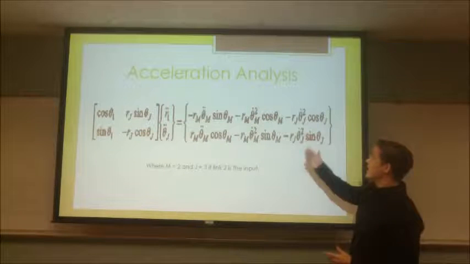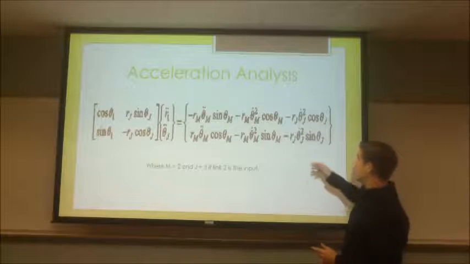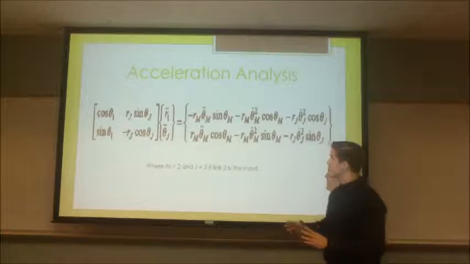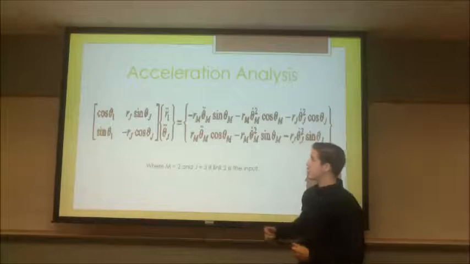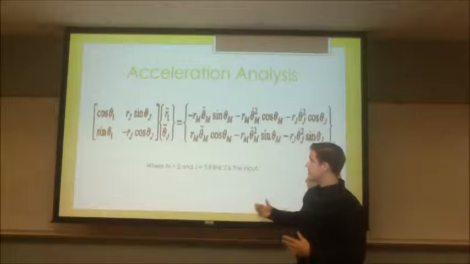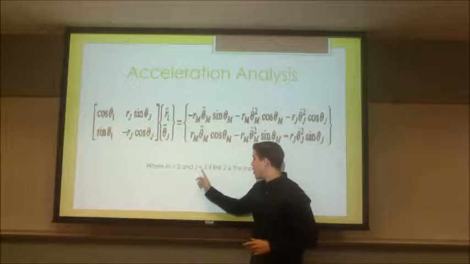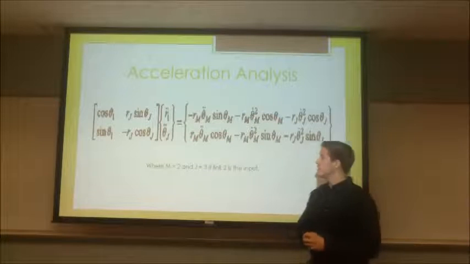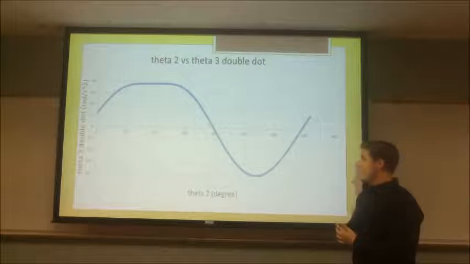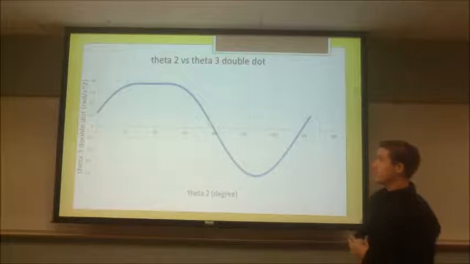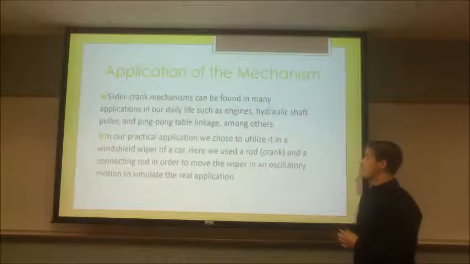This is the graph that we obtained from our calculations, which represents theta 2 versus omega 3. And then acceleration analysis: after differentiating the velocity vectors and doing some rearrangements, we'll get these two matrices, which again can be calculated using matrices, and the values of J and M are given by these two numbers because our link 2 is our input. And this again is a graph for theta 2 versus the angular acceleration, theta 3 double dot.